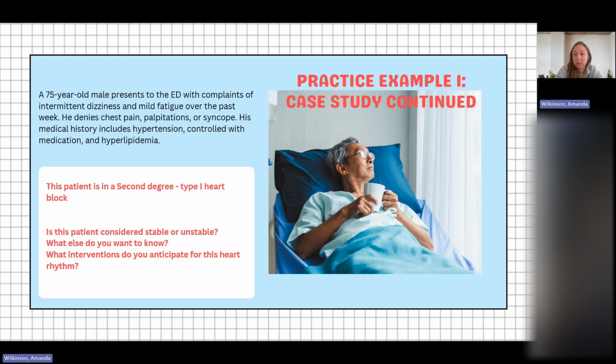We know that his electrolytes are fine, so that's good. If he has a history of heart issues, yes, we know he has hypertension, but does he have anything else going on? Maybe has he had a recent MI? Then we want to know what our 12 lead is going to show because we're doing that. We want to take our vitals now, see what his hemodynamics are currently with his symptoms, and continue to monitor his symptoms. Are they getting worse? Are they going to improve? Are they stable? What interventions do you anticipate for this heart rhythm?